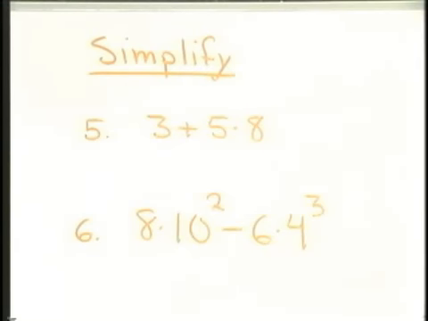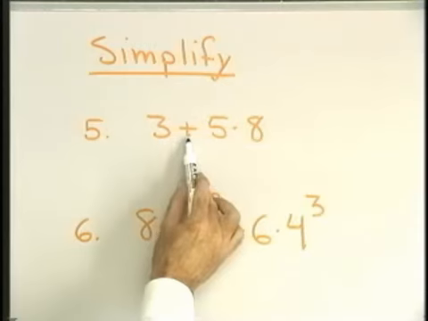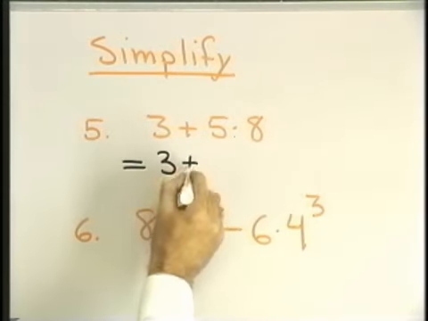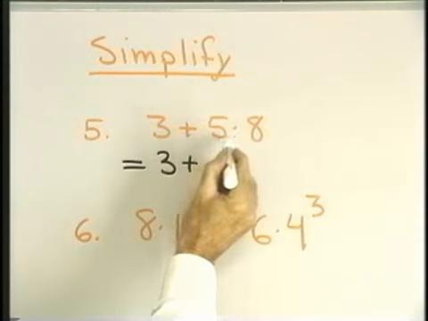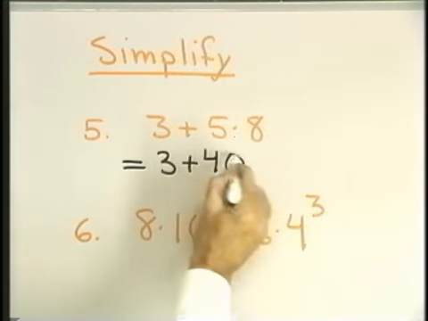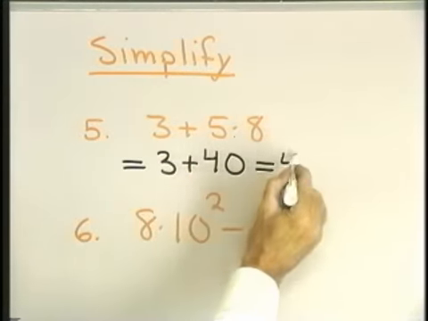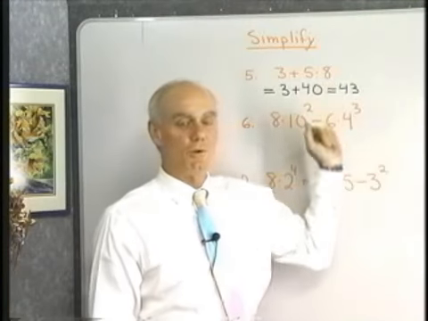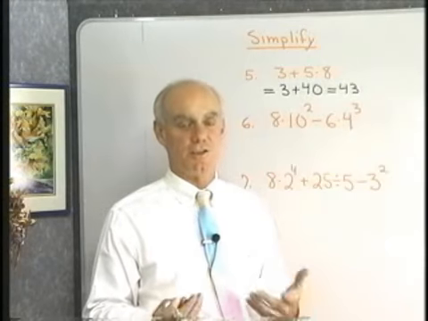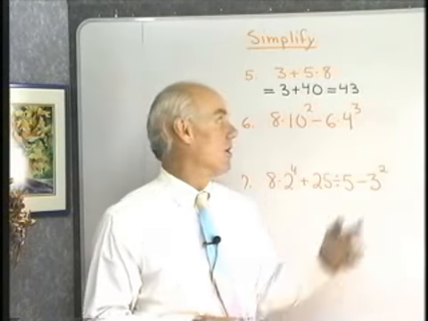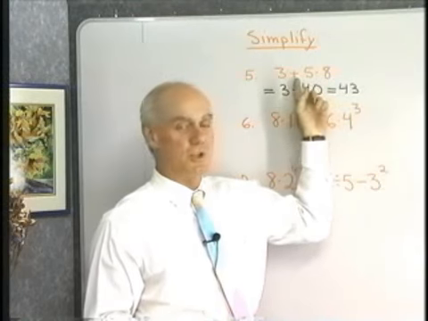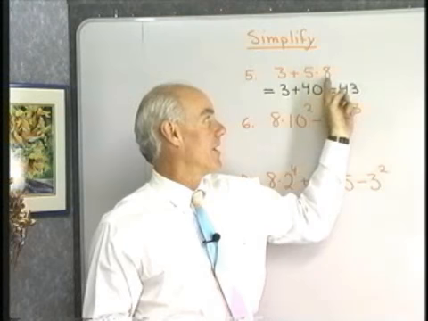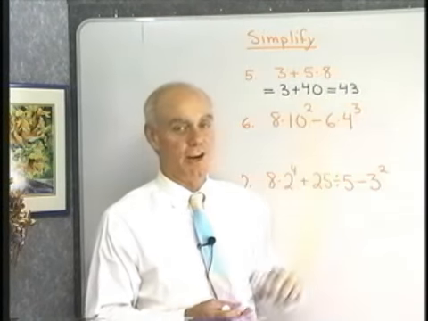Problem number 5, I have 3 plus 5 times 8. Here I have addition and multiplication, so what I'm going to do is multiply first, because that's what the rule for order of operation tells me to do. 5 times 8 is 40. 3 plus 40 is 43. Now, this is the rule according to the rule for order of operation, and it's this way everywhere, not just in this class or in this course, but everywhere. We always do multiplication before we do addition if there's no other grouping symbols around. So I have to multiply 5 times 8, I get 40, and to that I add on 3.